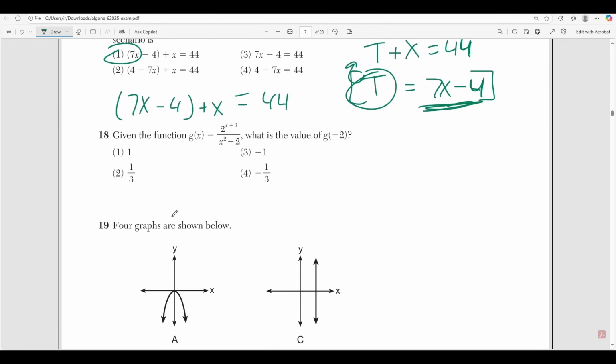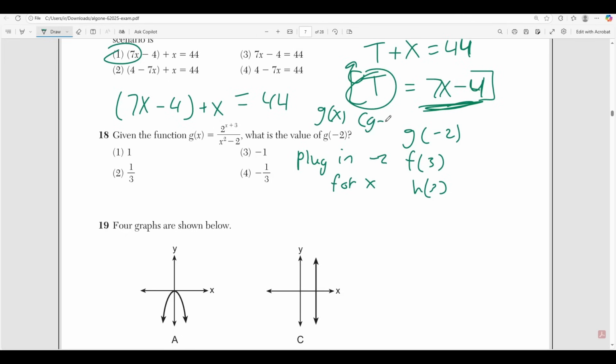Okay, number 18 says, given the function g of x equals 2 to the power of x plus 3 over x squared minus 2, what is the value of g of negative 2? So whenever you see a number in front of this, like g of negative 2, or f of 3, or h of 3, they want you to plug in negative 2 for x. That's all they want you to do here, okay? Notice how it was originally g of x, now it's g of negative 2. What did they do? They replaced the x with negative 2. That's exactly what we need to do here.